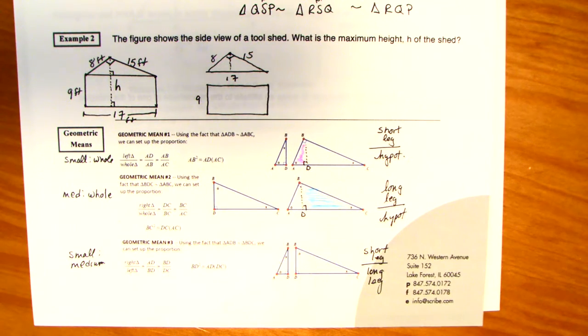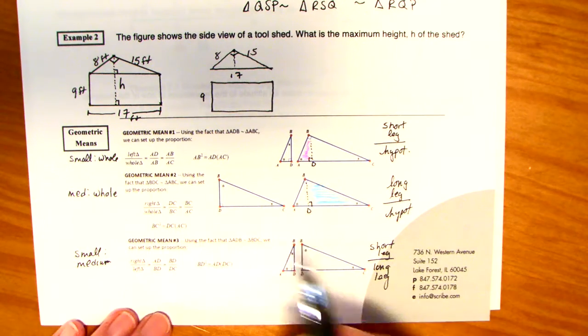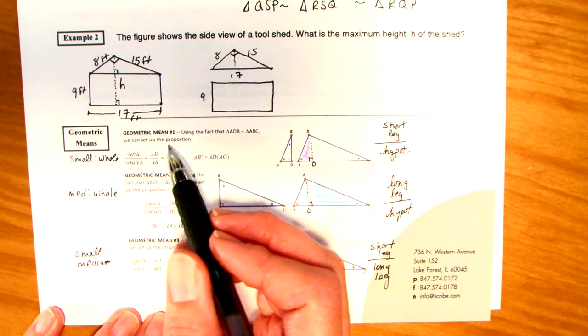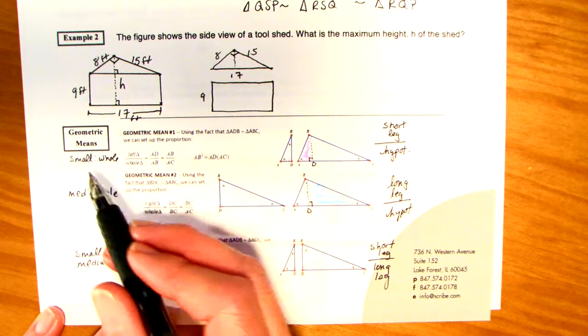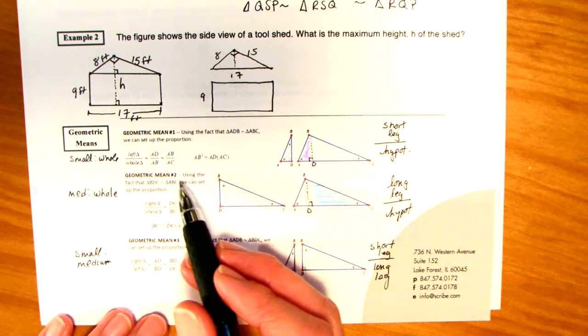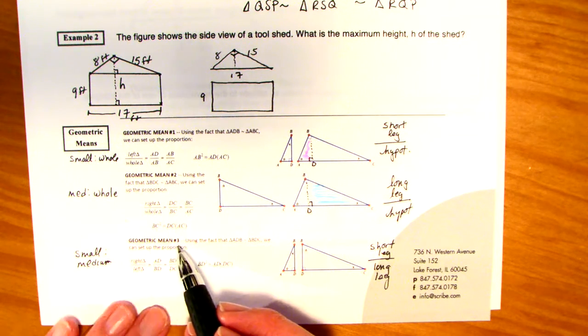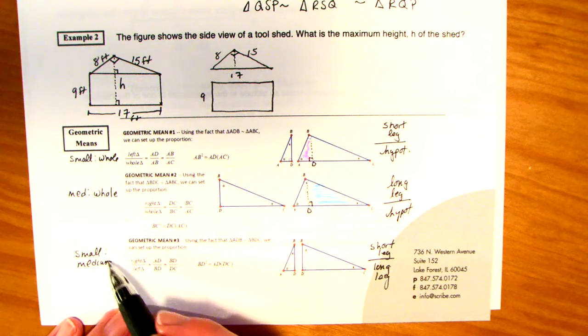So I know this looks like an absolute mess. Excuse us. I was printing on the back, I'm trying to get rid of paper here. This geometric mean formula, number 1, is basically comparing the small triangle to the whole triangle. Geometric mean formula 2 is comparing the medium to the whole. And geometric mean number 3 is comparing the small to the medium.